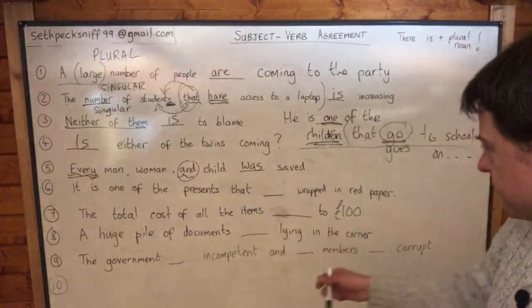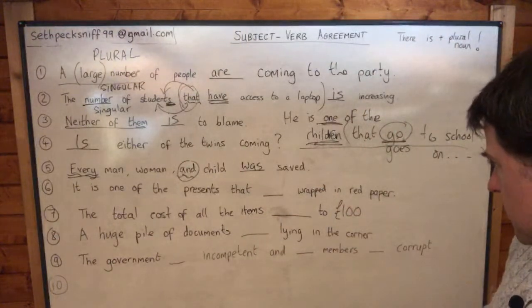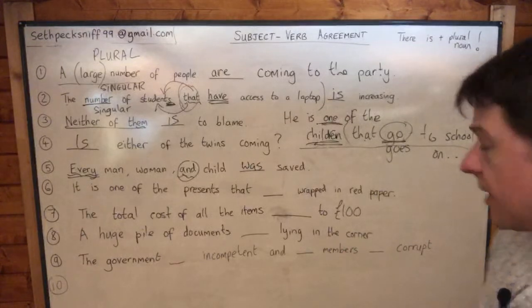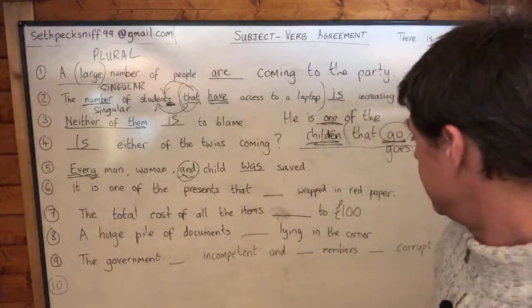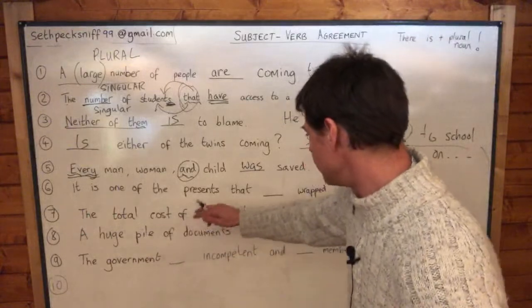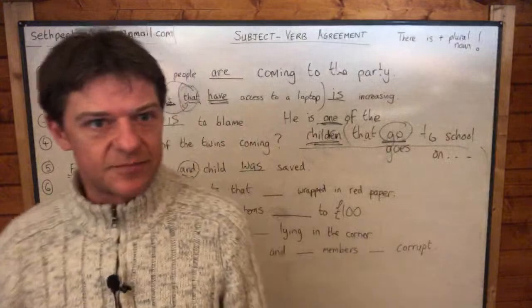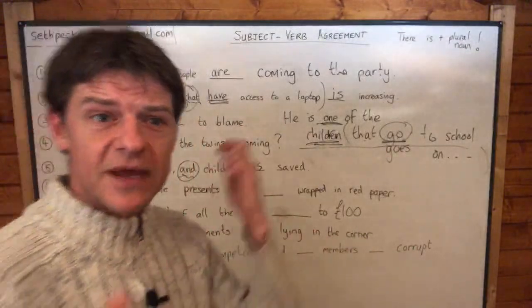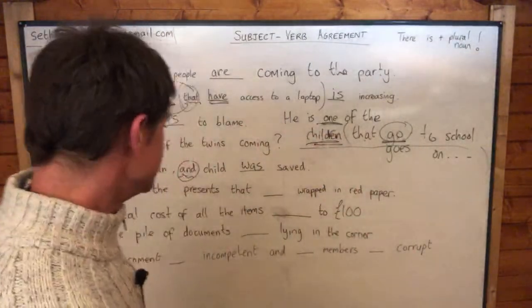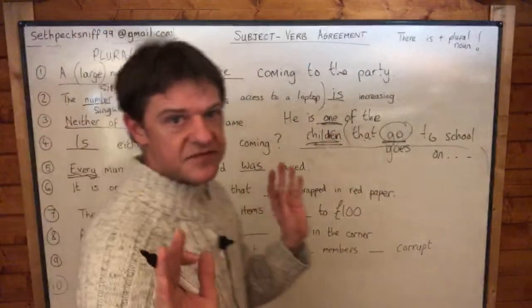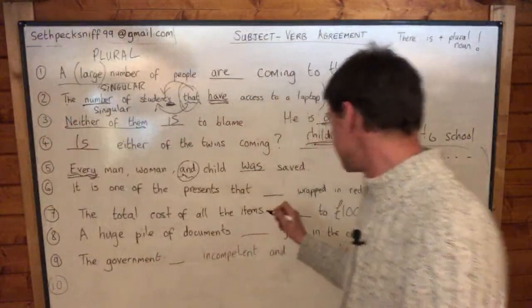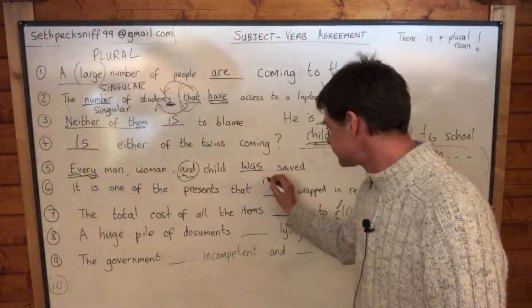Okay, it is one of the presents that wrapped in red paper. It is one of the presents that... okay, yeah, this one really is tricky. So it is one of the presents. Now, how many presents were wrapped in red paper here? We're getting lots of different answers here. We're getting was, we're getting are, we're getting were. And yeah, let's put it in present tense. So it's going to be either is or are.